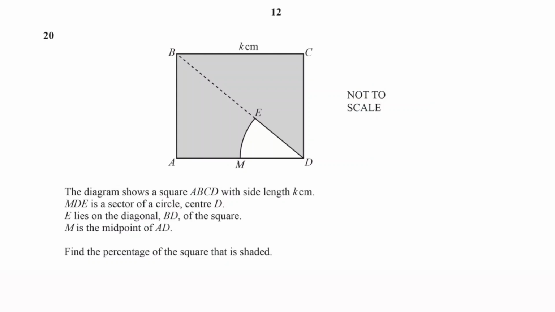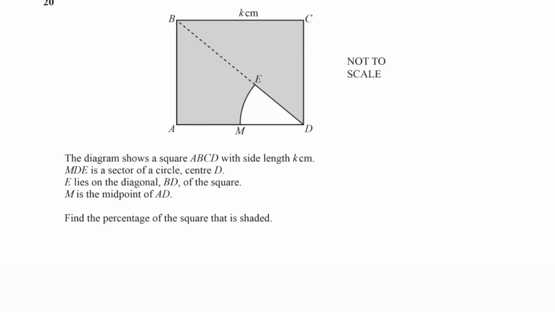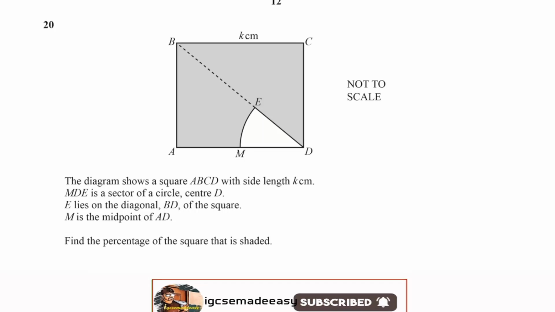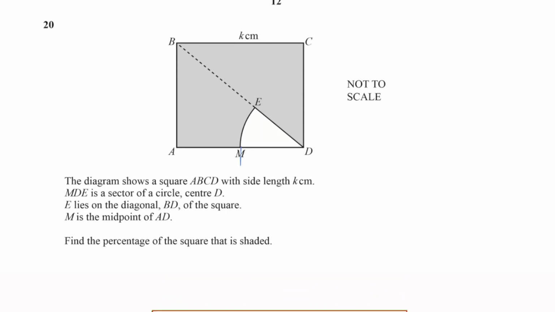Question number 20. The diagram shows a square ABCD with side length k centimeters. MD is the sector of a circle, center is D. Then E lies on the diagonal BD of the square. M is the midpoint of AD. If M is the midpoint of AD, and the whole length is K, then MD should be equal to K by 2, or half of K.